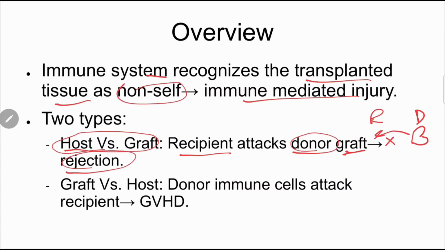And the second one is graft versus host. Now this is the complete opposite. Let's say this is the recipient and this is the donor. The donor gives its kidney or any other organ. Now what happens is that the donor's organ or the graft starts attacking the recipient, and that is known as graft versus host disease. What happens here is that the donor's immune cells attack the recipient.